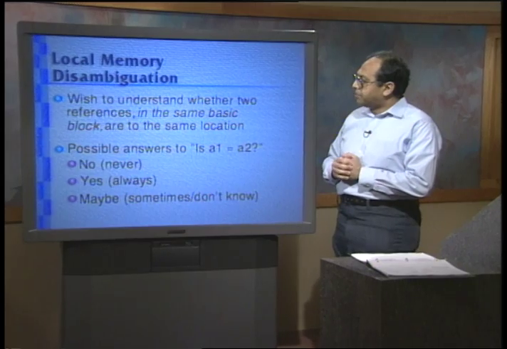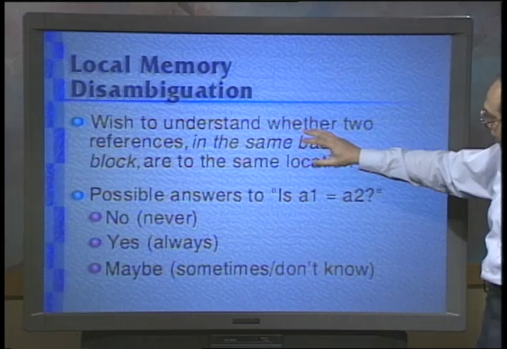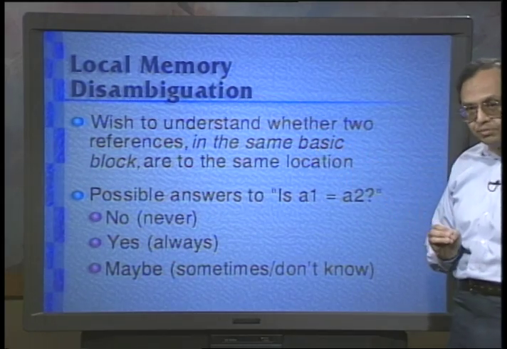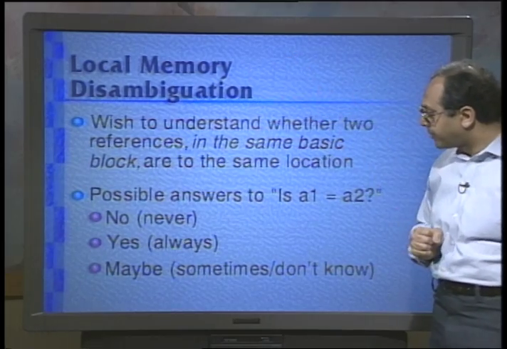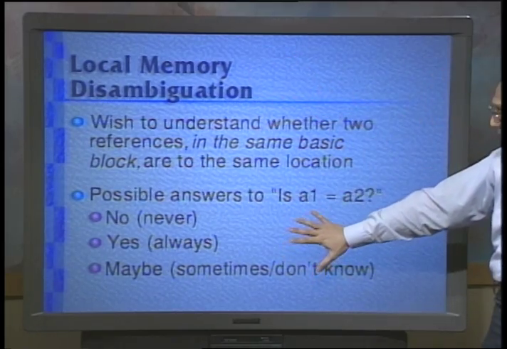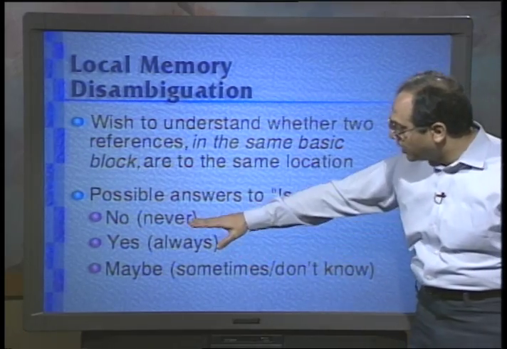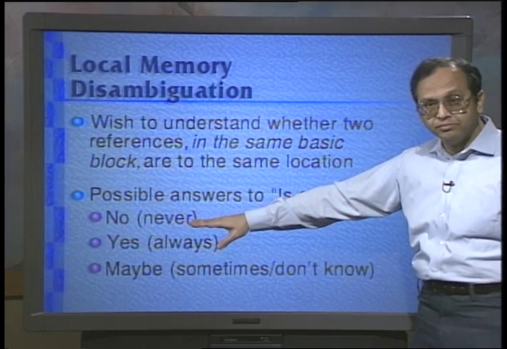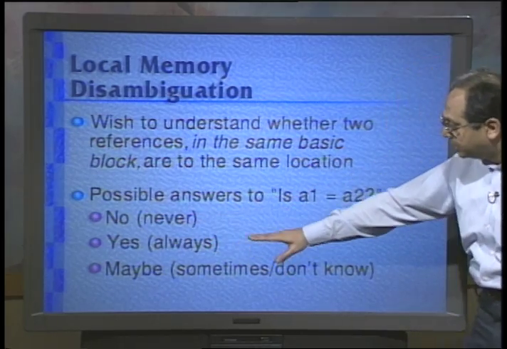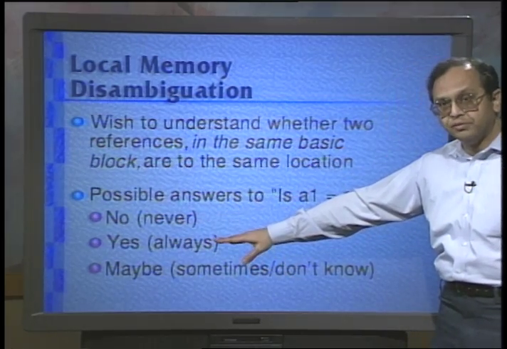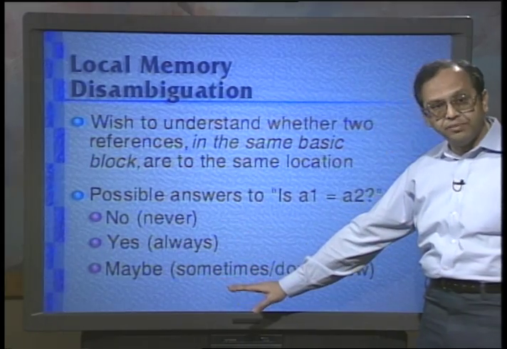So this analysis process of trying to understand whether two references which happen to be in the same basic block are to the same location is the local memory disambiguation problem. And there are three possible answers in general to the question, is A2 the same as A1? One is that they are never equal, and in this case we get better parallelism. We eliminate a dependence edge. The other is that they are always equal, in which case we can do some load store elimination. And the worst situation is the maybe.